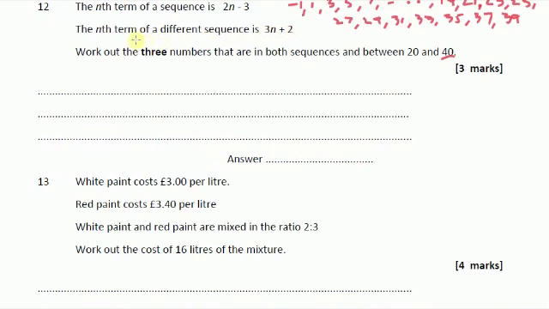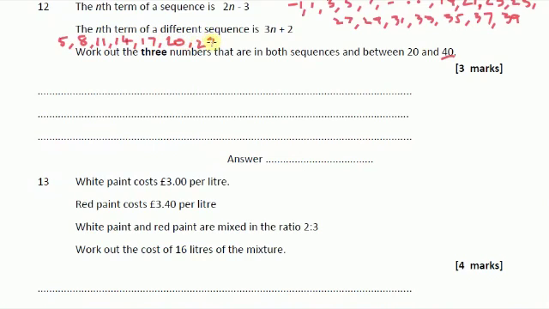Second sequence, 3n plus 2. So if n is 1, we get 3 plus 2 is 5. And n is 2, I get 6 plus 2, which is 8. If n is 3, I get 9 plus 2 is 11. I'm going up by 3 each time, so you can see the next one will be 14, then 17, because I'm going up by 3 every time.